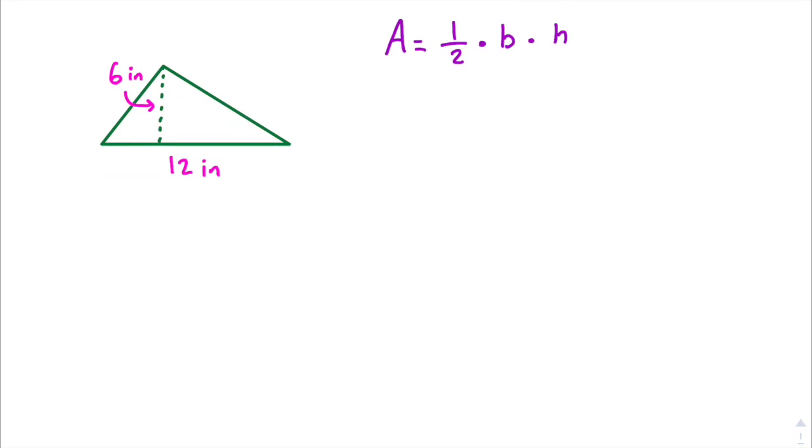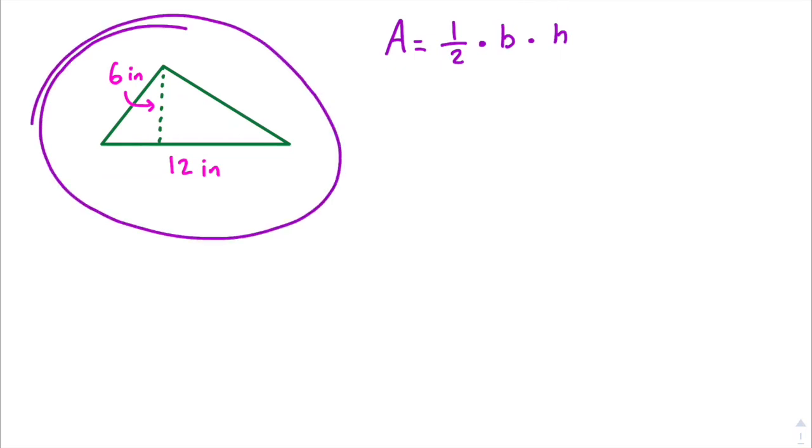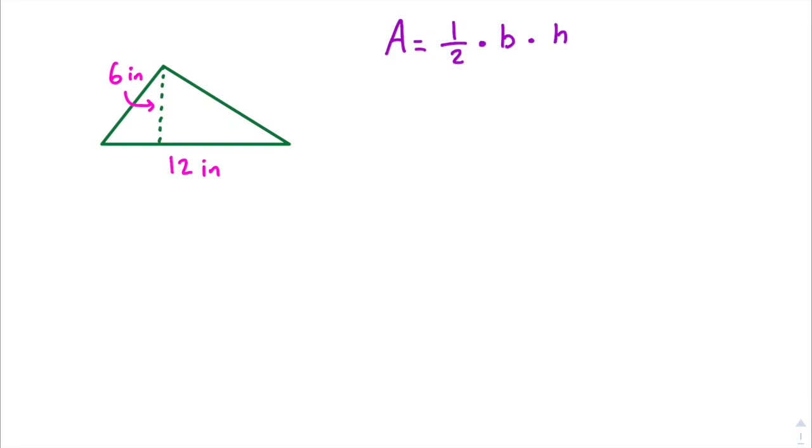And how do we do that? Let's just look at our picture right here. So we know that the base is always the bottom part. So since the bottom part is labeled as 12, this is our B. 1/2 stays the same times B, which is 12.